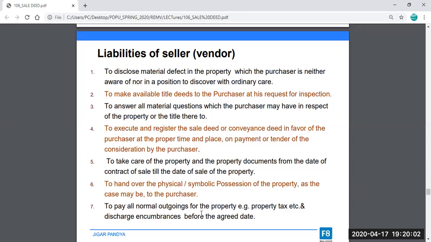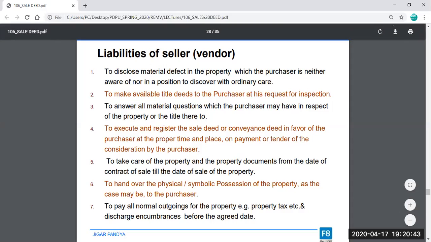To pay all normal outgoings for the property, for example, property tax, any encumbrances, any lien, before the agreed date. So, if a sale takes 6 months to 1 year to complete, all the payments that are required, the revenue payments, the property tax payments, any electricity bills, things like that, that is the responsibility of the vendor. And the vendor cannot say that I am already in a sale process and so I don't need to pay for all this, the new buyer will pay. That is not what should be done, because the new buyer will only start paying for all the taxes once he has got the possession and the sale is registered in his name.